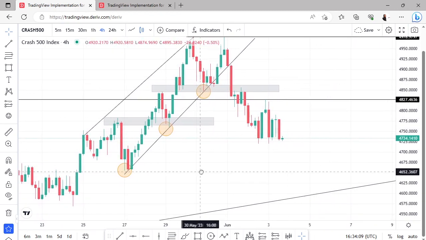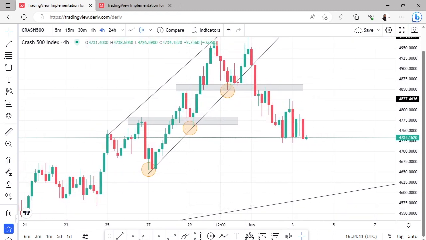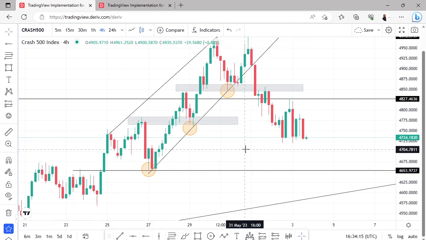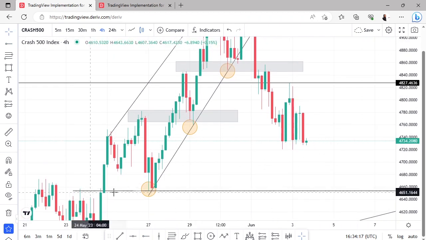So for now, we're expecting the market to reach which level? As scalpers, we're looking for it to reach this level, this zone over here.